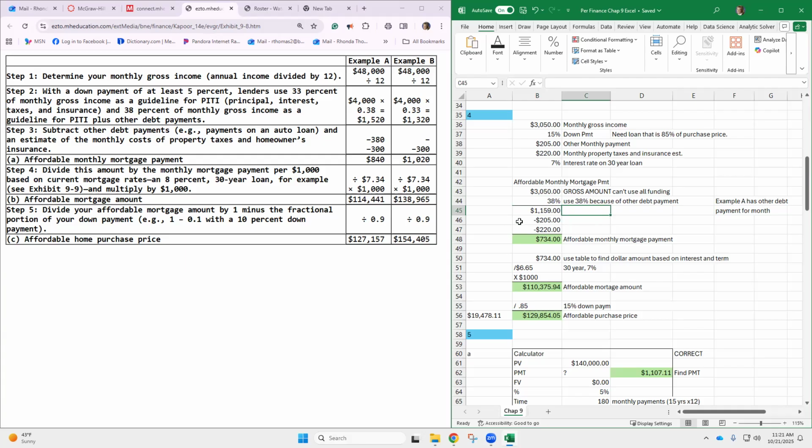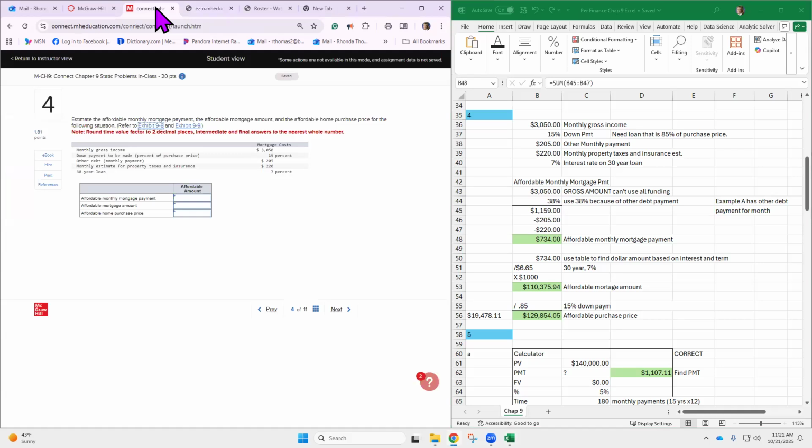$1,159, okay? And then we're going to subtract the other debt, which is the 205, and then also subtract the monthly property tax. That gets us down to $734. That's the first answer. $734 is the amount of an affordable mortgage payment based on the information we were given.